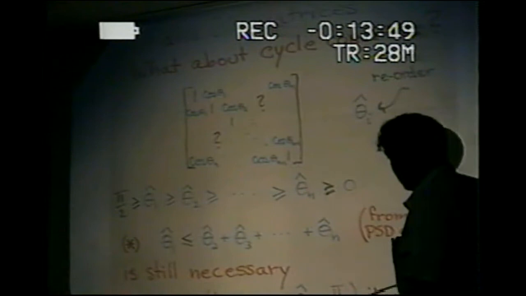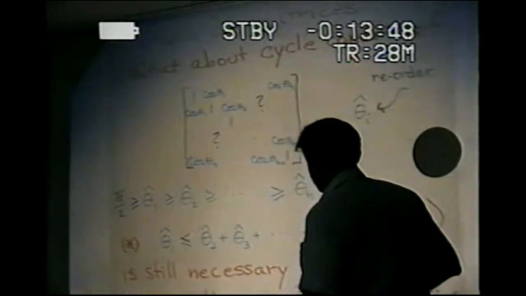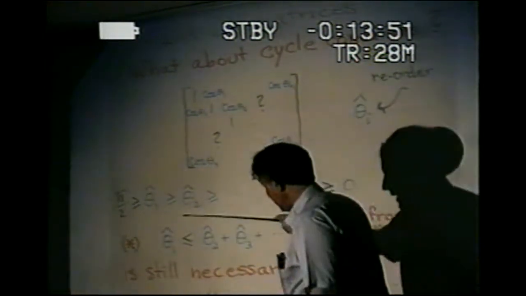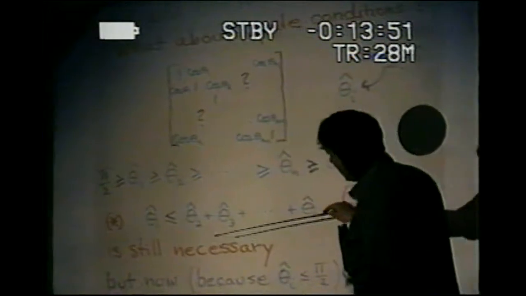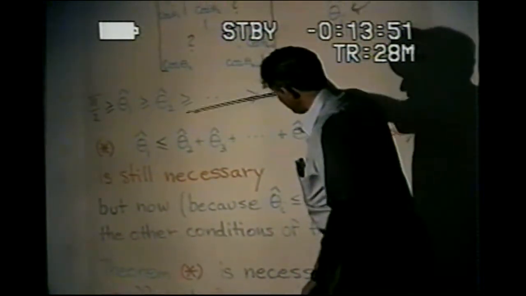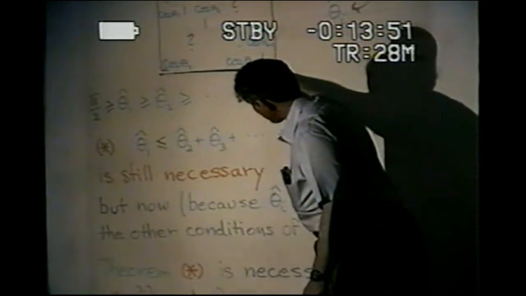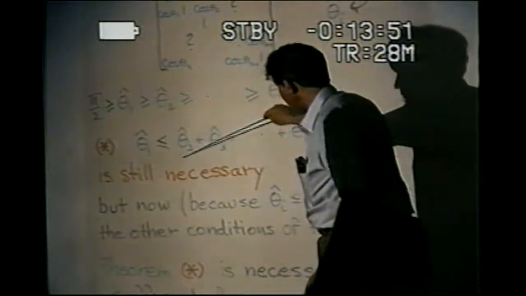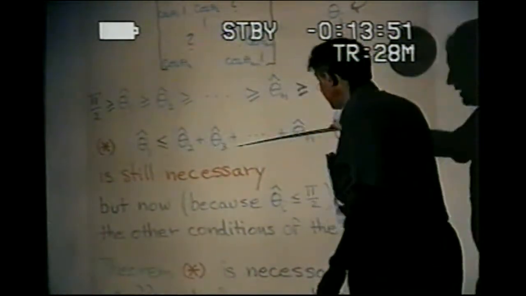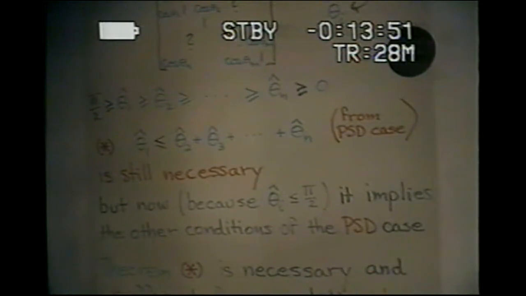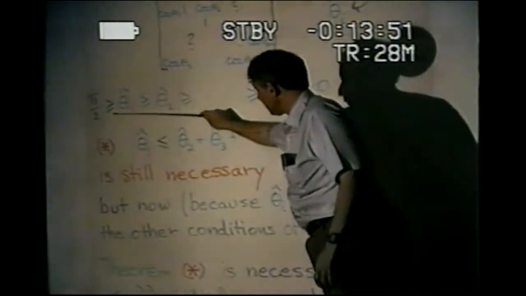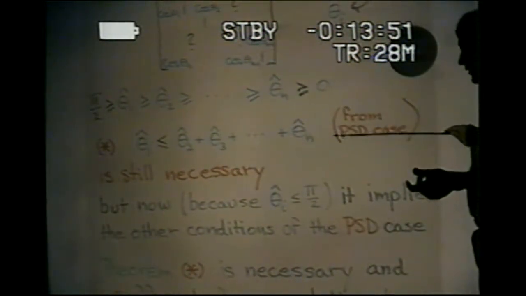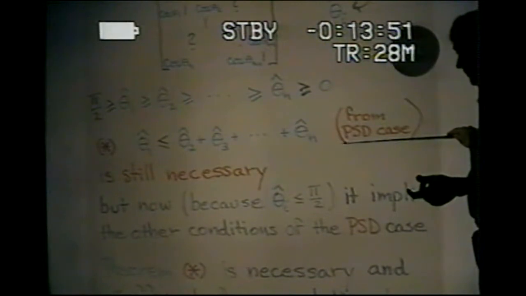And let's see. This is one of the inequalities that I had in the positive semi-definite case. Okay, remember, I parse this list after every odd number theta. So when I parse it after theta 1, then I get theta 1 plus nothing times pi plus all the other thetas. So this is one of the inequalities that I had before. Okay? But now, since all these guys are less than or equal to pi over 2, this inequality implies all the other inequalities that I had in the positive semi-definite case. Okay?